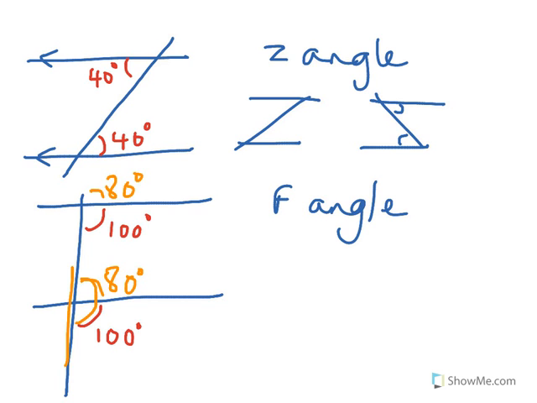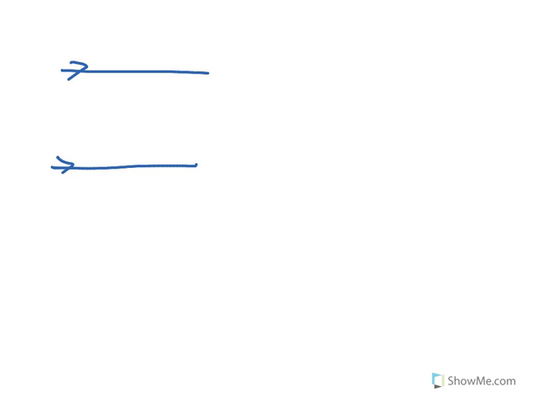Okay, now I just want to show you one more. Here are our parallel lines again. I'm going to put a line straight through again like so. And now you can see I've made a sort of C angle, a C shape. So let's call this a C shape, C angle, or a cangle.